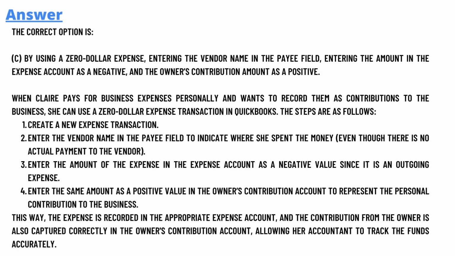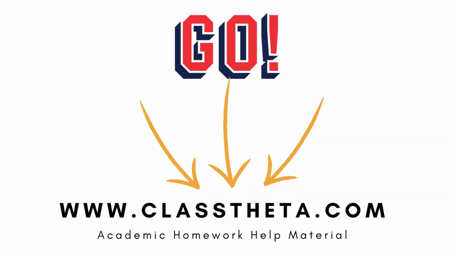Create a new expense transaction, enter the vendor name in the payee field to indicate where she spent the money, and enter the amount in the expense account as a negative value since it is outgoing, and enter the same amount as a positive value in the owner contribution account to represent the personal contribution to the business. This way the expense is recorded in the appropriate expense account, and the contribution from the owner is also captured correctly in the owner's contribution account, allowing her accountant to track the funds accurately.